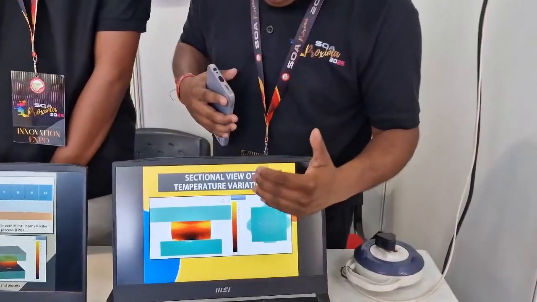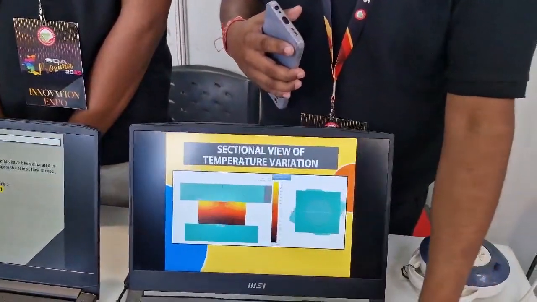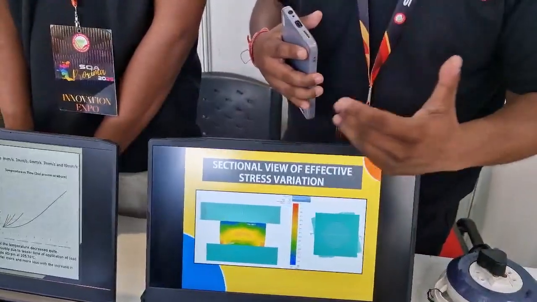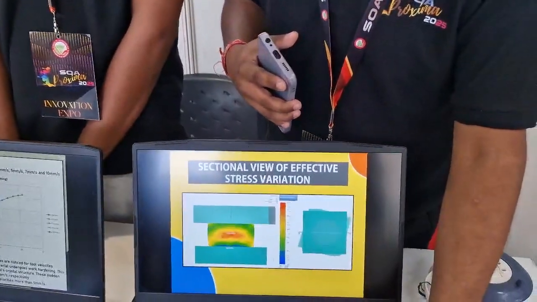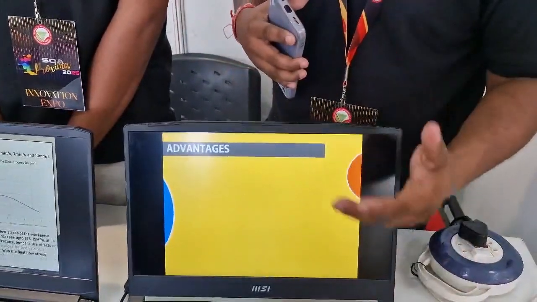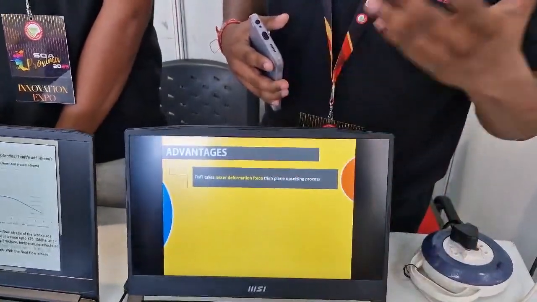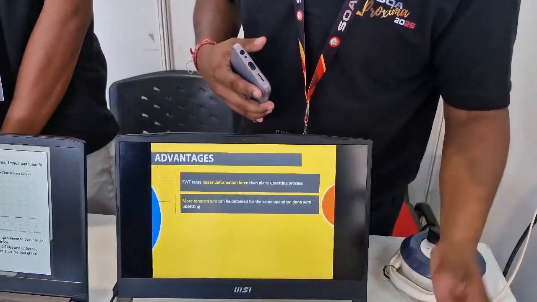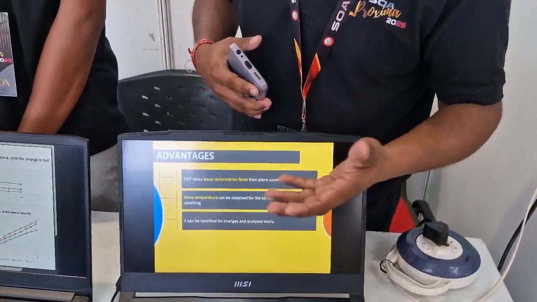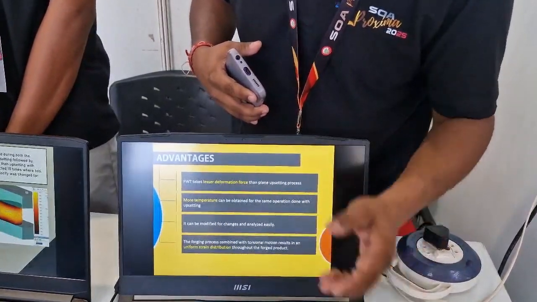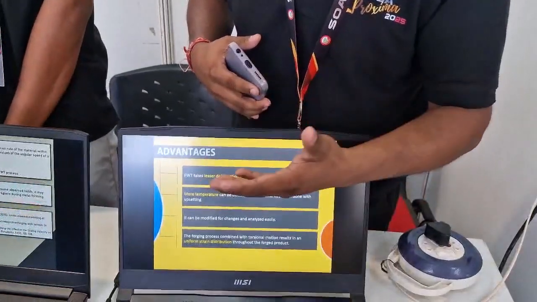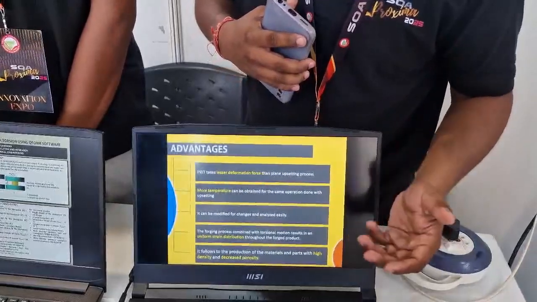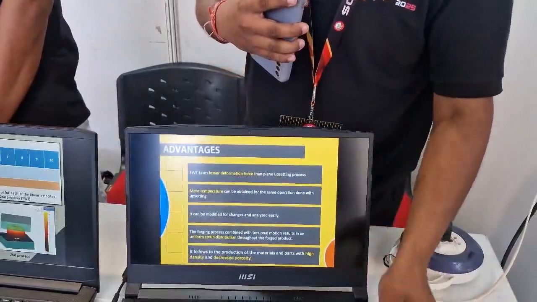After that, this is upsetting with torsion. So we can get the sectional view of the temperature variations of the product and the sectional view of the stress variations of the product. These are the advantages of the FWT model. Basically, it takes lesser deformation force than upsetting, more temperature can be obtained, and it can be modified easily, and it results in a uniform strain distribution throughout, and parts with high density and decreased porosity.